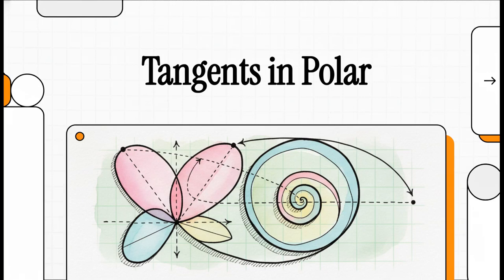Hey everyone, and welcome. Have you ever looked at a beautiful polar curve, like a cardioid or a rose, and just thought, how on earth would I find the slope of a tangent line to that? Well, you've come to the right place. Today, we're going to break down exactly how to find slopes in polar coordinates.